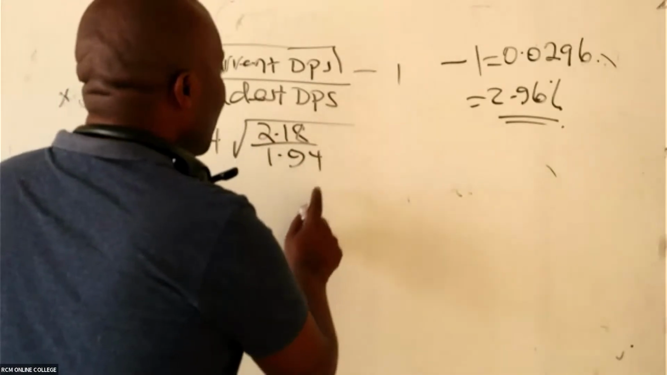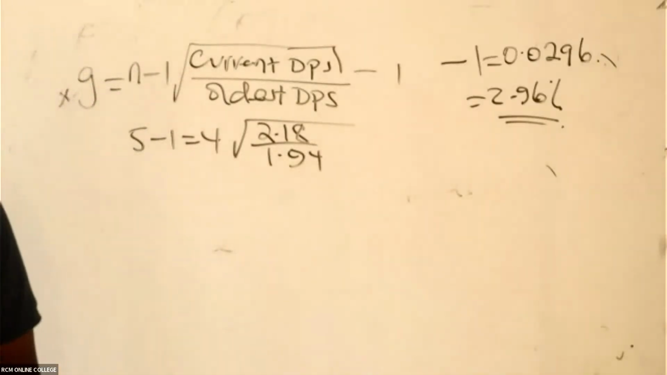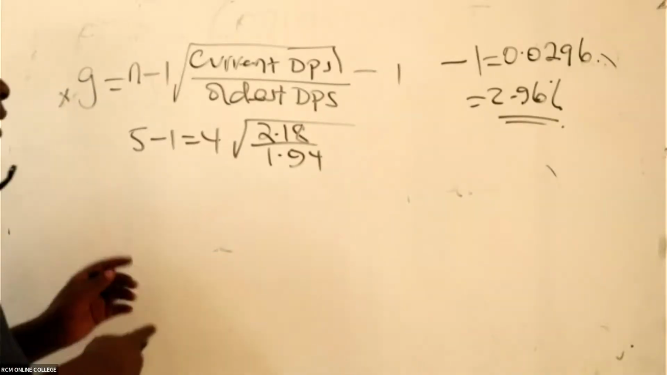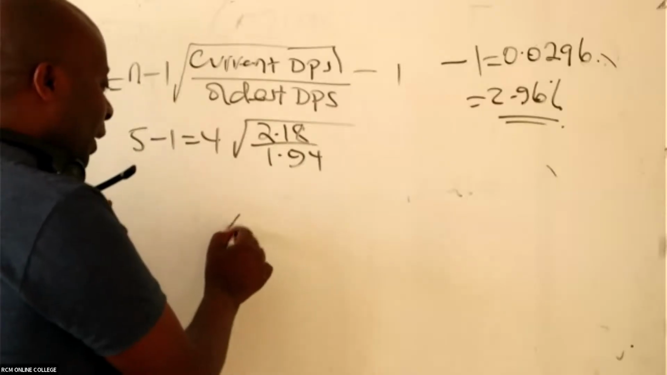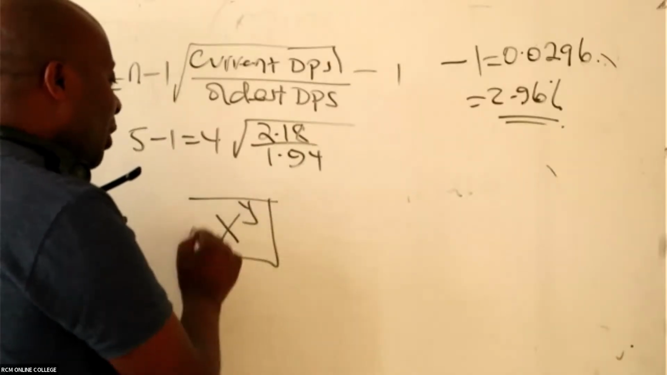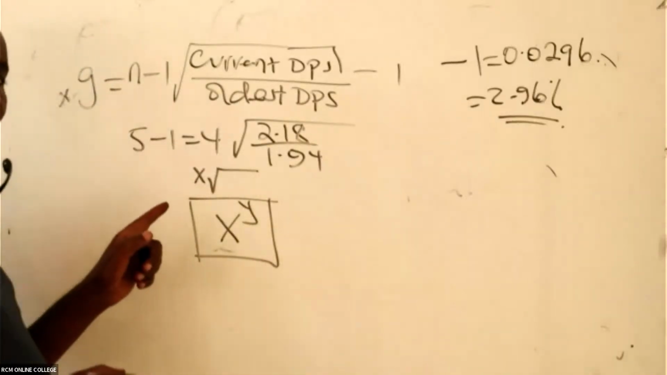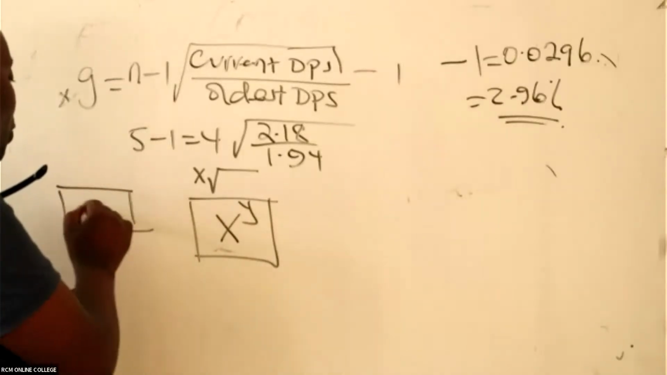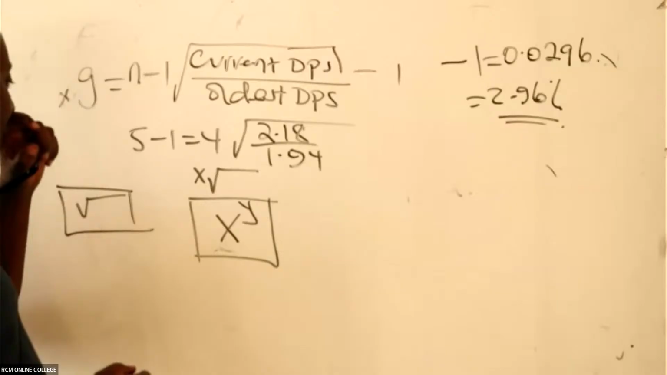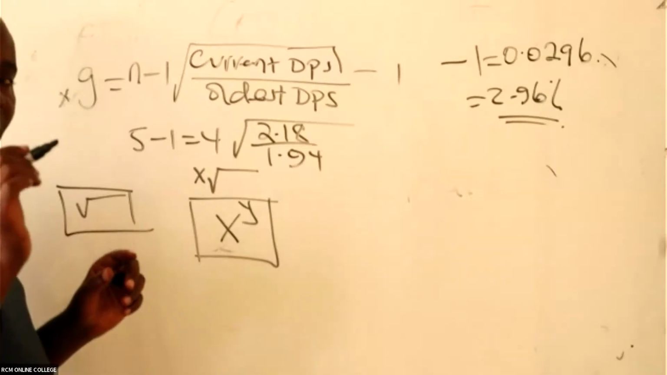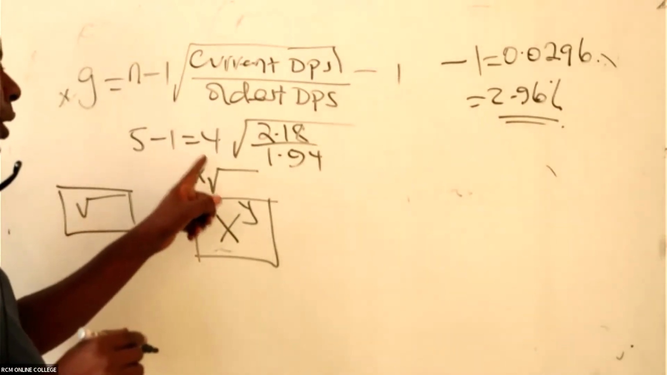I will do this part separately, and then take away 1 later. On your calculator, look for the x root button on top. Don't use your normal square root button, because square root only takes care of 2. My number here is more than 2, so we have cube root, 4th root, and I have to use this x root.